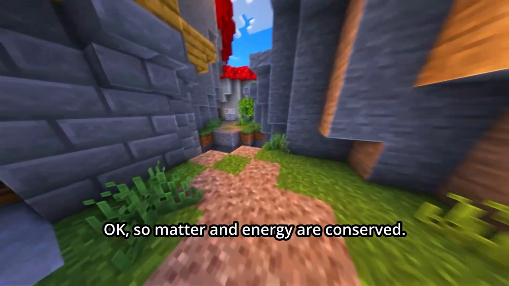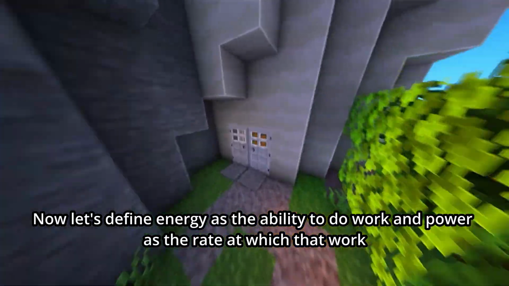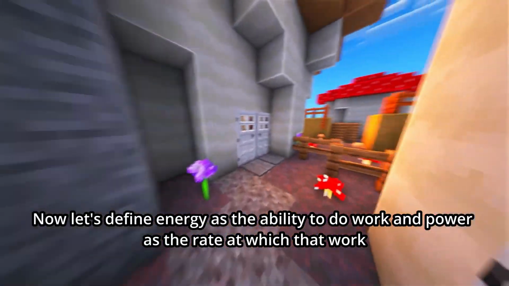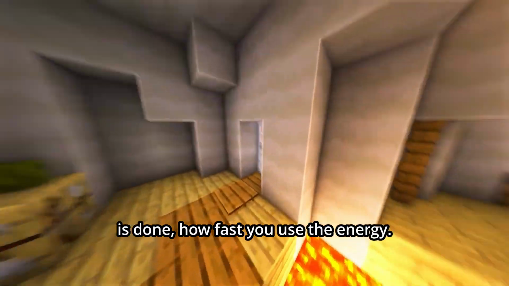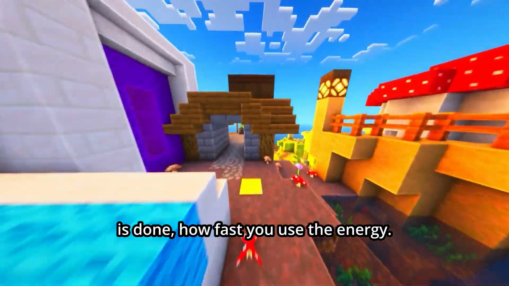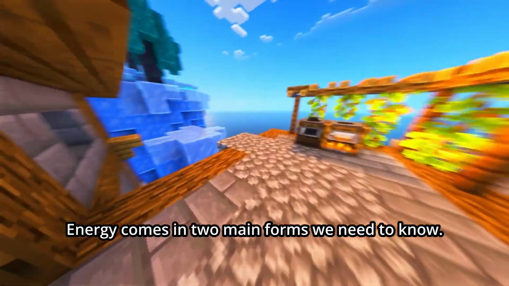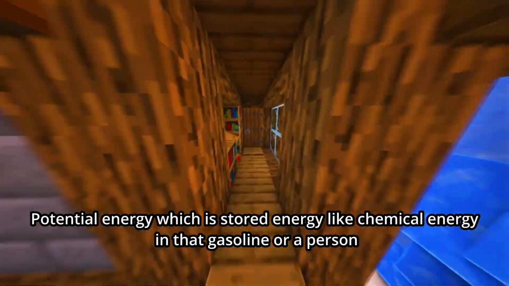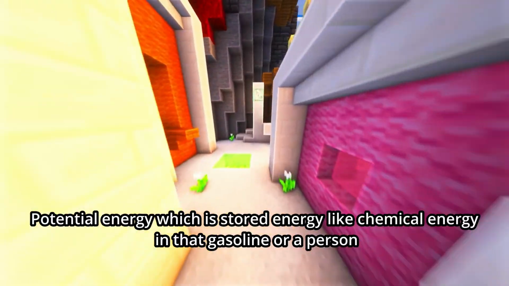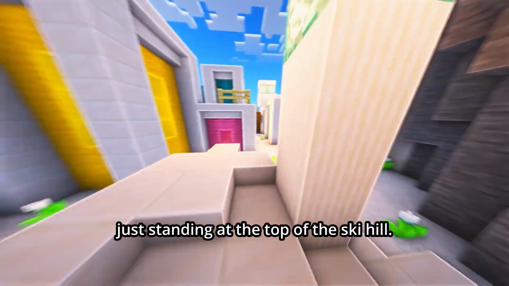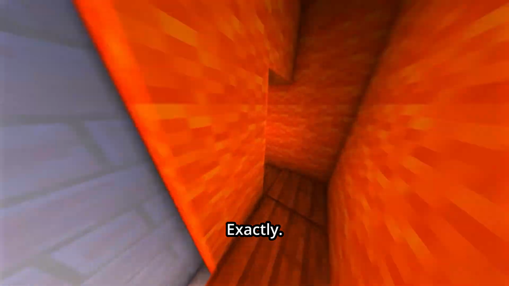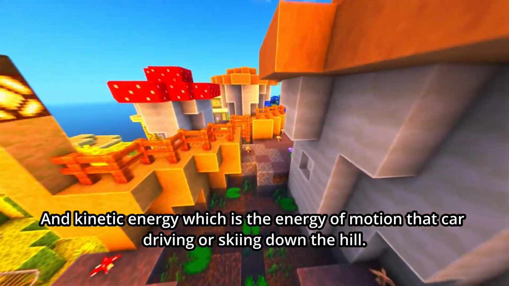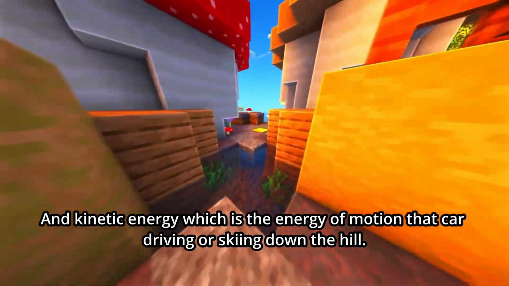Okay, so matter and energy are conserved. Now let's define energy as the ability to do work and power as the rate at which that work is done, how fast you use the energy. Energy comes in two main forms we need to know. Potential energy, which is stored energy like the chemical energy in that gasoline, or a person just standing at the top of a ski hill. Waiting to be released. Exactly. And kinetic energy, which is the energy of motion, that car driving or skiing down the hill.